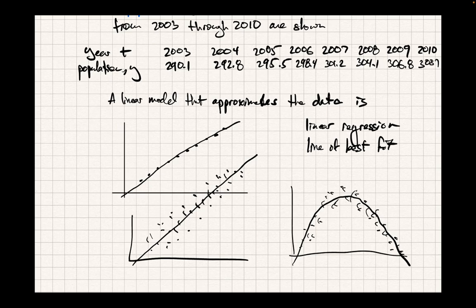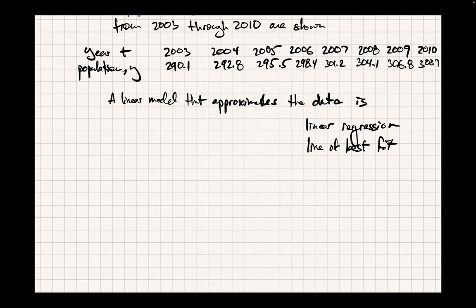So the example in the book says a linear model that approximates this data is y equals 2.72 t plus 282.0. What is t? Time.